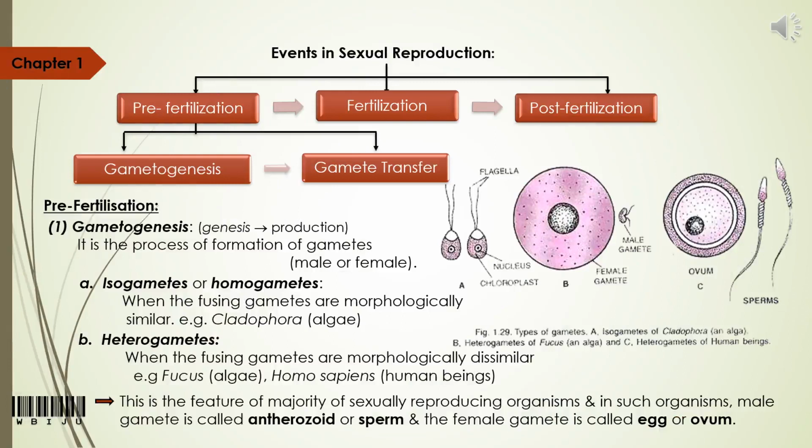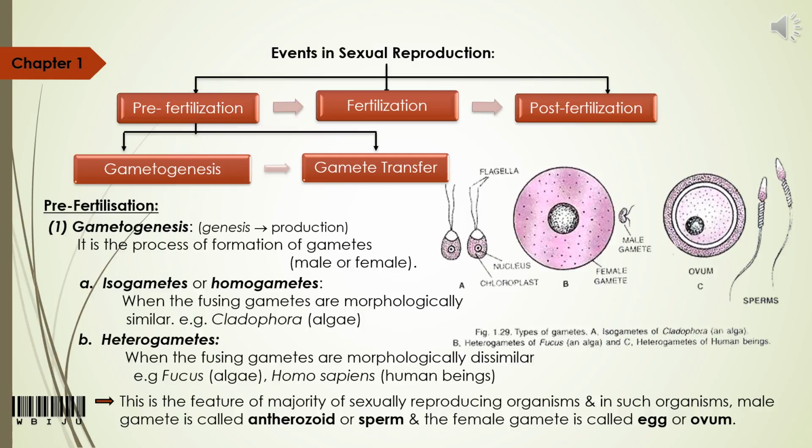Next, events of sexual reproduction. We know that for sexual reproduction, fertilization is the most important event. But before fertilization takes place, there should be formation of male and female gamete. Not only that, the male gamete should be transferred to the female reproductive tract. And all this event will come under pre-fertilization event. And this pre-fertilization event will be followed by fertilization, and then this will again be followed by post-fertilization event.